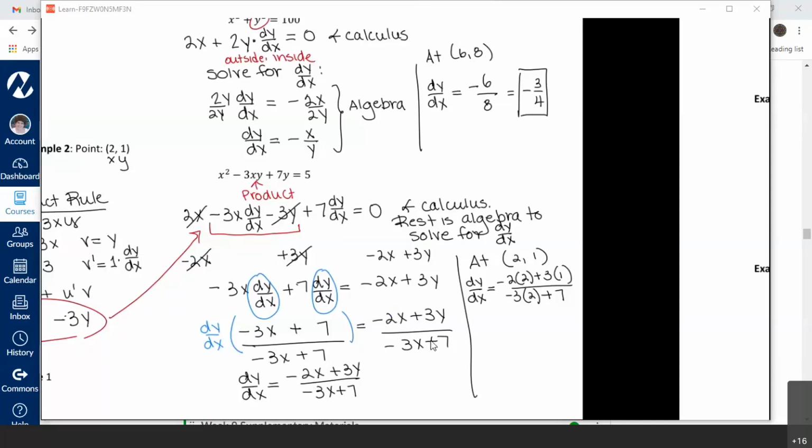All right, so this is just arithmetic, right? Here I've got a -4 plus a 3, which is -1. And down here I have a -6 plus a 7, which is a +1. So this is -1/1, which is -1. And that's the answer to the question.